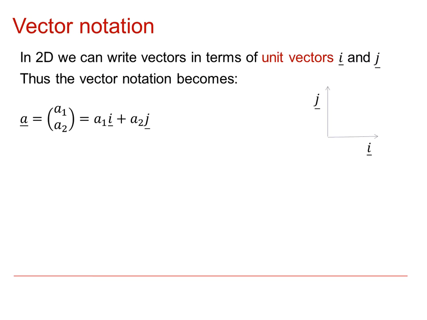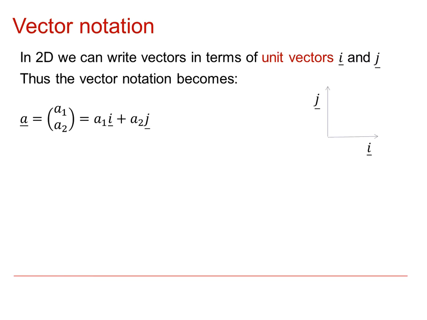Sometimes we write vectors in terms of what are called the unit vectors i and j. So the unit vectors are vectors which are length 1, in the direction of the x-axis and the y-axis. So the vector A here is written as A1 i plus A2 j. So A1 and A2 are then just the multiples of i and j.